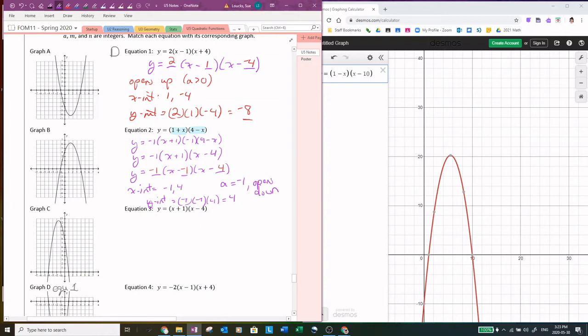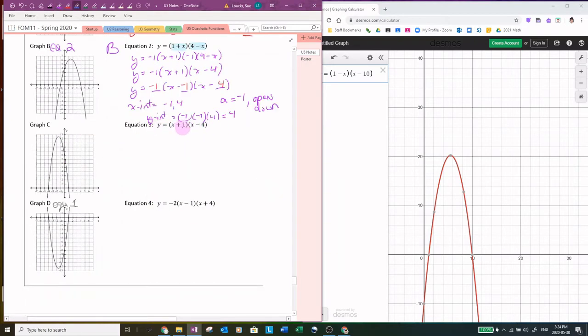So do I have one with an x-intercept of negative 1 and 4? So it's A or B, and it opens down. It should be graph B, and is my y-intercept 4? Yes. So this is graph B, and this is equation 2.